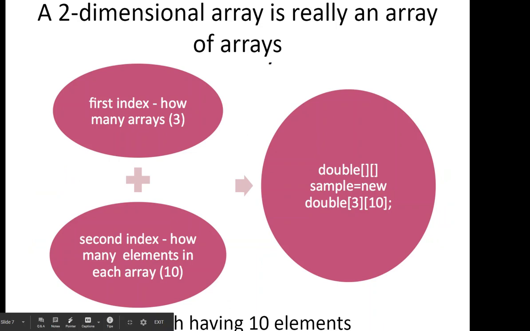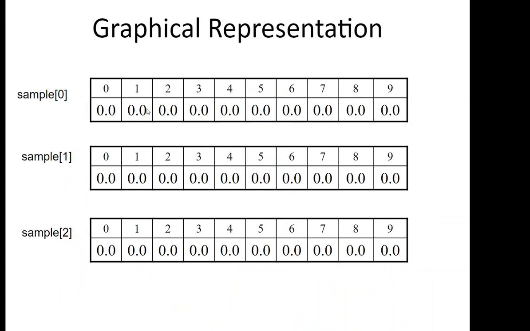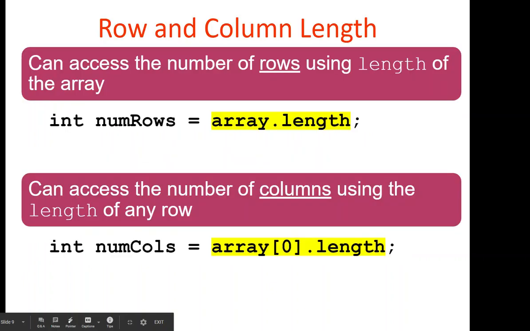The way it works in Java is it's really an array of arrays. So the first index, 3, is how many arrays, and the second index is how many elements are in each array. So it's really three separate arrays: sample 0, sample 1, and sample 2. The way you find out how many rows is by saying array.length, and the way you find out the number of columns is array[0].length.